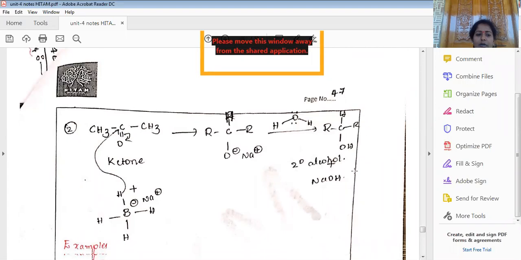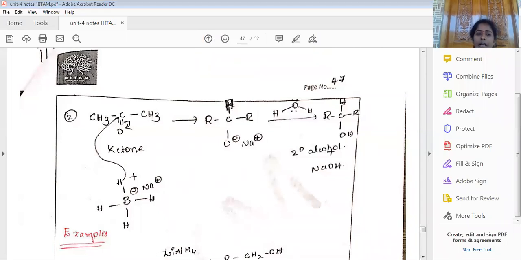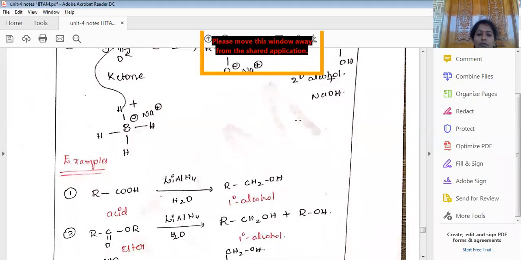Now let us see, when a ketone is taken, the reaction is exactly the same. The ketone has a carbonyl carbon surrounded by 2 methyl groups or 2 alkyl groups. In this case also, hydrogen is attached to the central carbon, followed by hydrolysis. Here the formation of a secondary alcohol is the final product. So this is the mechanism of reduction of ketones using sodium borohydride.